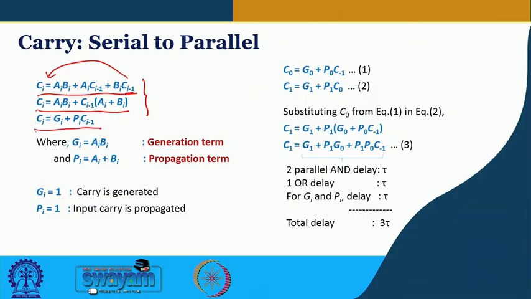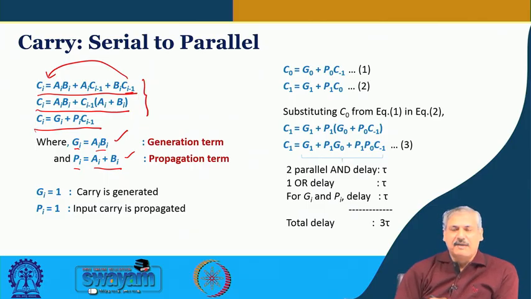Okay. So, it is easier for notation purposes, and also every time we do not need to write two variables. One is G I, which is A I B I, another is P I, which is A I plus B I. One is obtained by an AND gate after one basic gate delay, another is obtained by a 2-input OR gate after again one basic gate delay. Now, the first one is called the generation term, and the second one is called the propagation term.